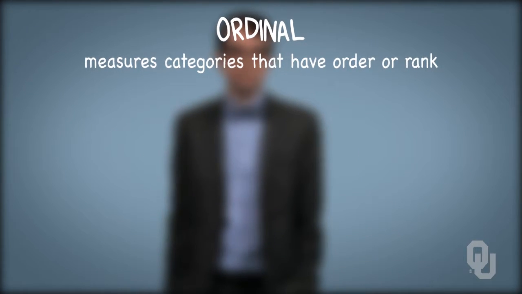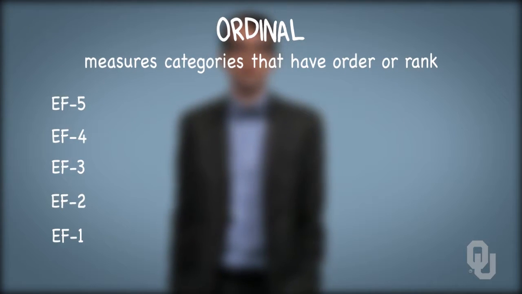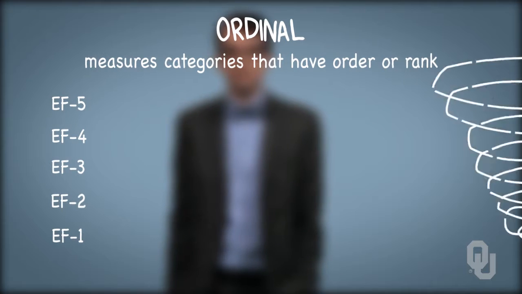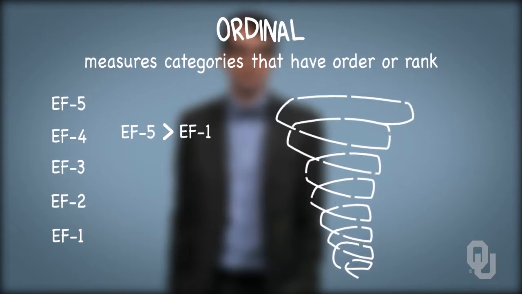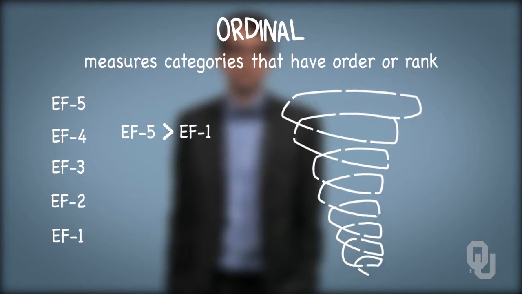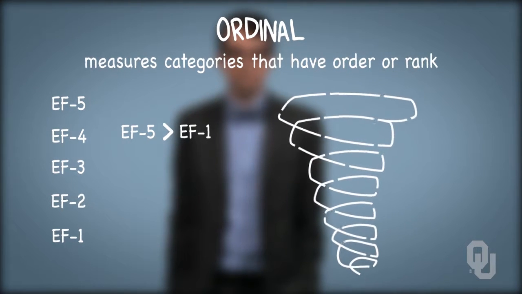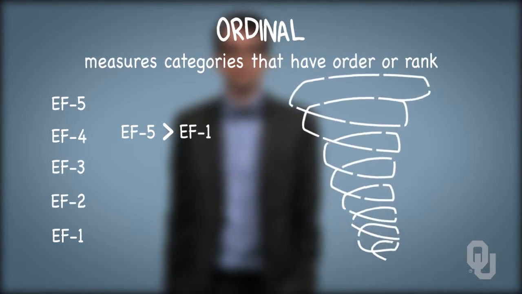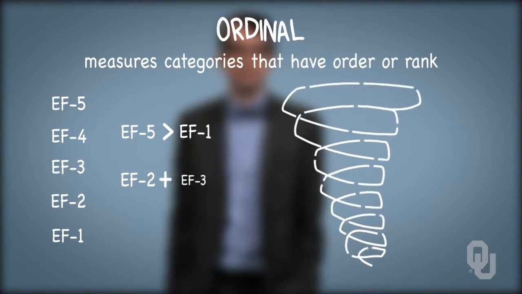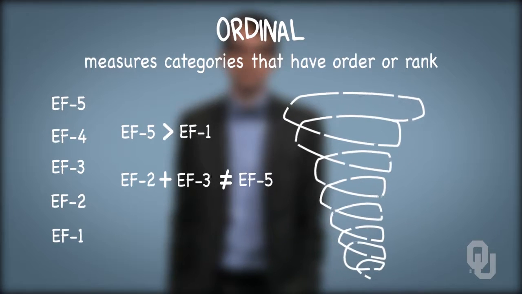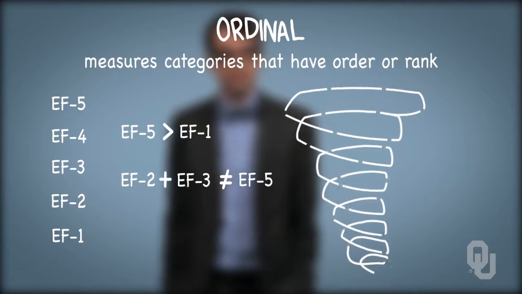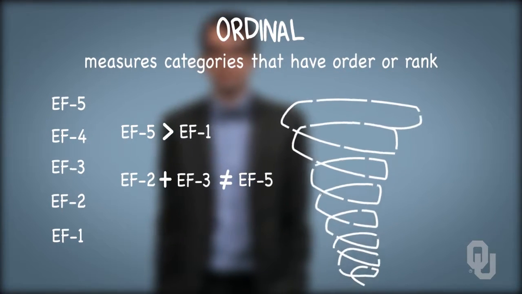A numerical example that's popular in the Midwest deals with tornado intensity ratings of EF1 to EF5. The intensity of an EF5 tornado is greater than that of a tornado rated EF1, but an EF5 tornado is not 5 times as intense. Similarly, the damage resulting from an EF2 and an EF3 tornado do not equate necessarily to one EF5 tornado. An order is implied, but arithmetic operations are not possible.